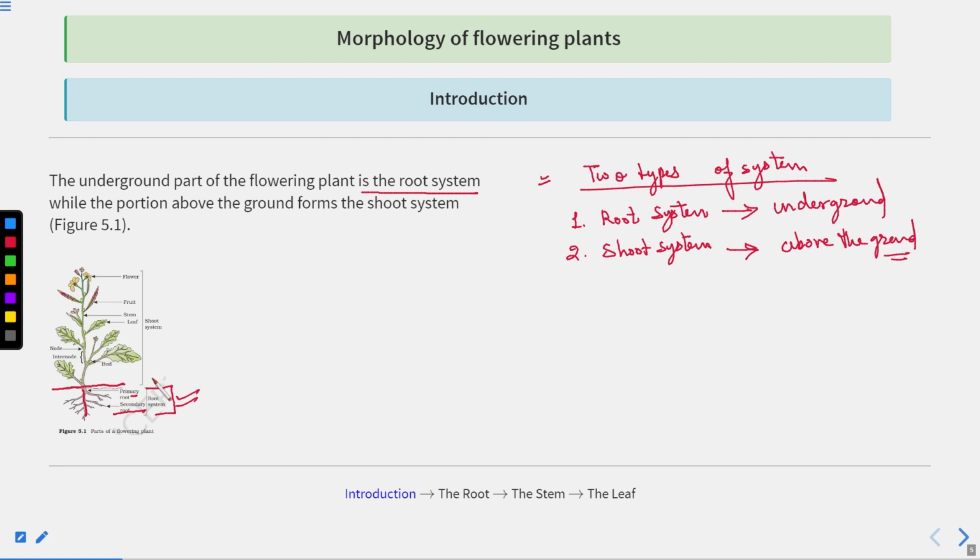Now coming to the shoot system. The first thing you can see is the stem part, and the stem has nodes and internodes. From the nodes the leaves come out. Every node gives rise to leaves, and from the axil of the leaves the buds come out. They also bear flowers, and in these well-developed flowers the female part matures. After fertilization it forms the fruit as well. All these parts come under the shoot system.